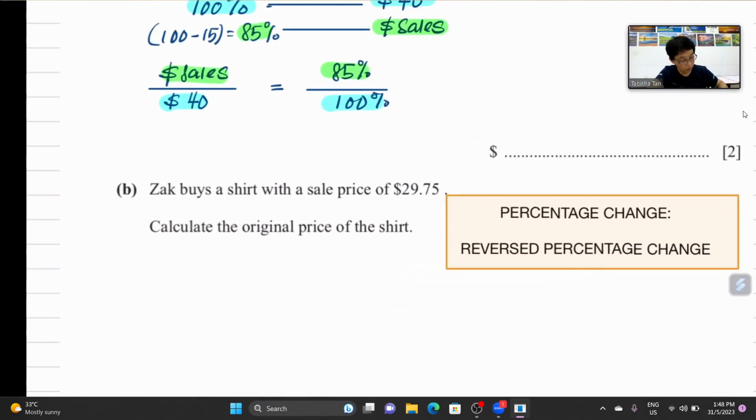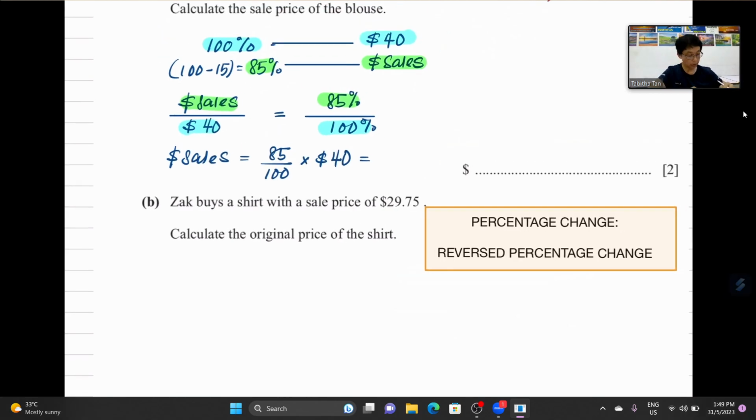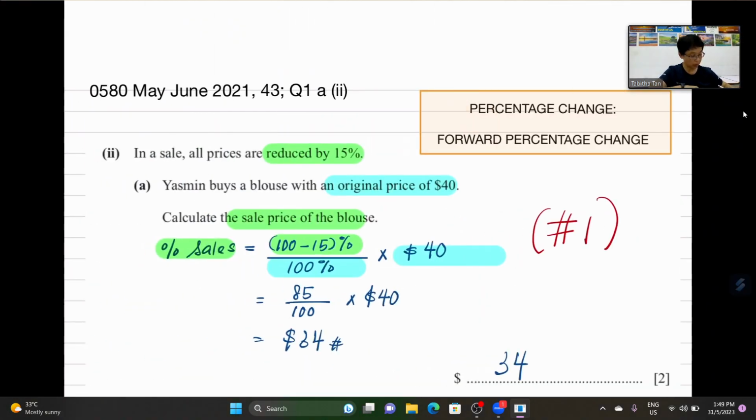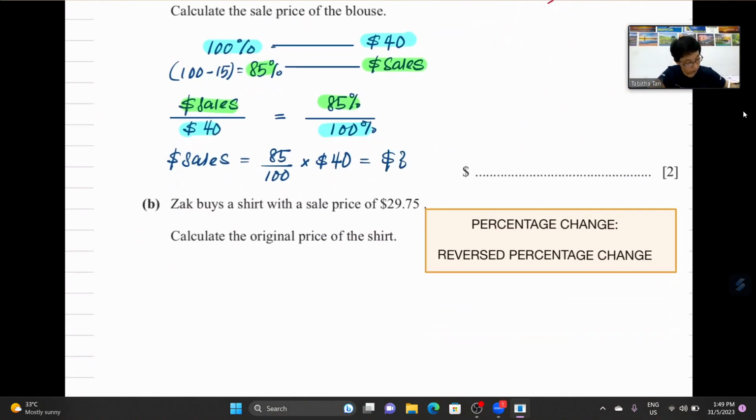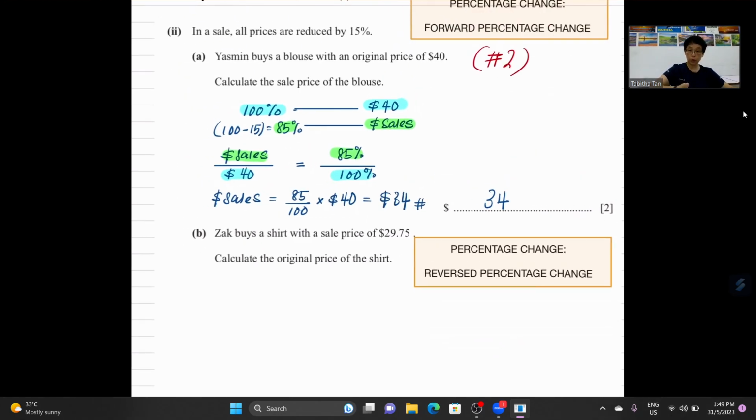Let me zoom in. So sales price, I put by dollar sign, represented is equal to 100 times 40. And by pressing that, you're definitely going to get the same answer, $34. Okay, there you go. So this is the second method using direct proportion.